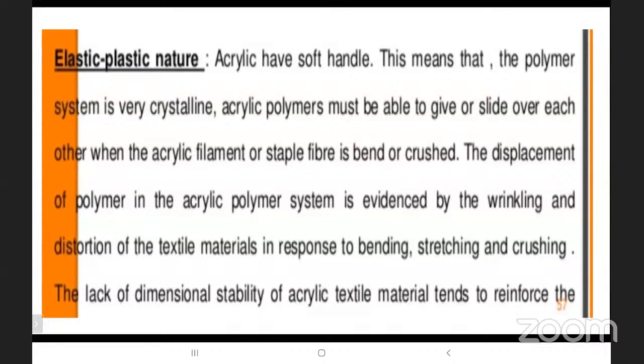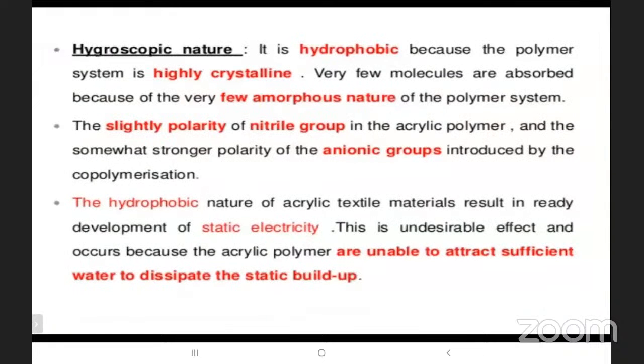This displacement of polymers in the acrylic polymer system is evidenced by the wrinkling and distortion of the textile materials in response to bending, stretching and crushing. The lack of dimensional stability of acrylic textile material tends to reinforce this.